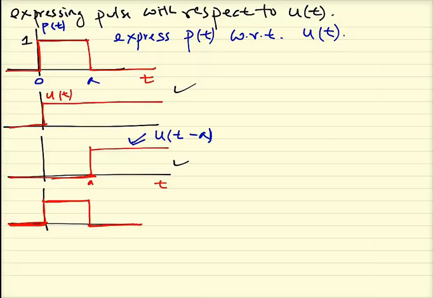So you see that precisely this becomes the pulse p of t that we drew in the beginning, right? It has a magnitude of 1, and this is p of t, which means this pulse p of t is actually u of t minus u of t minus a. So in this way you can use unit step functions to represent a short pulse, or a pulse of any duration, right?